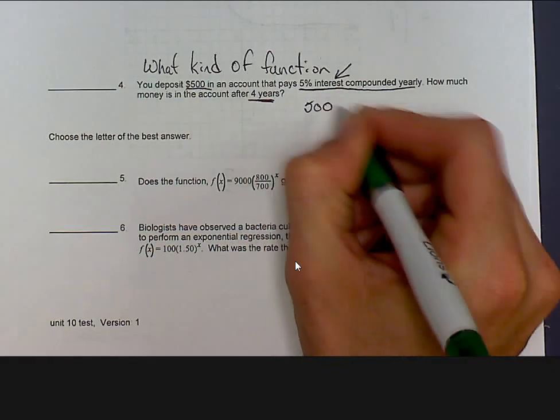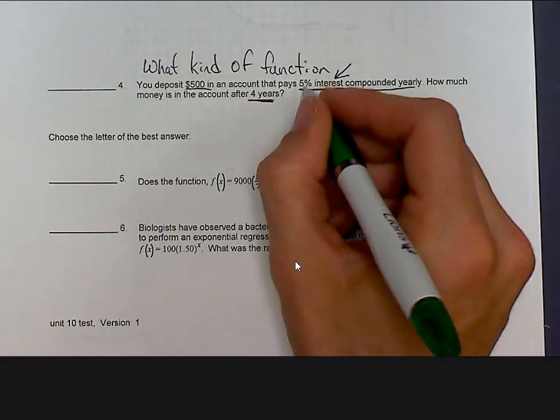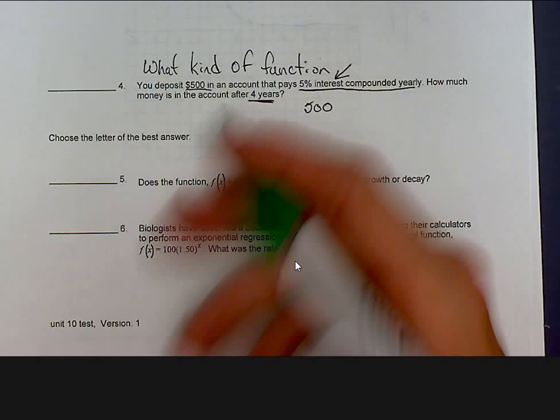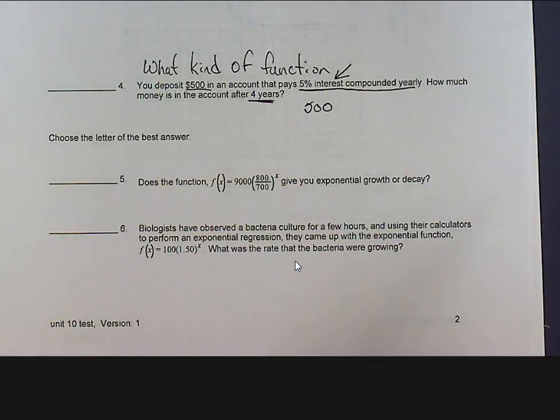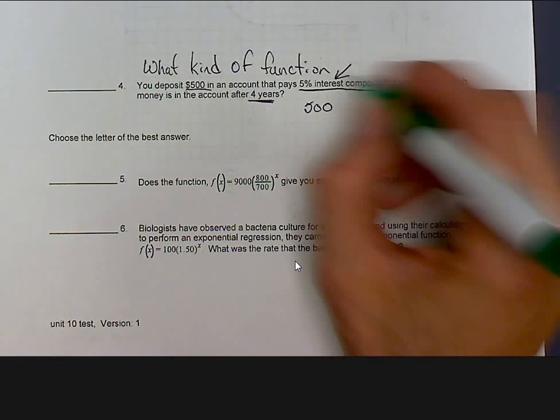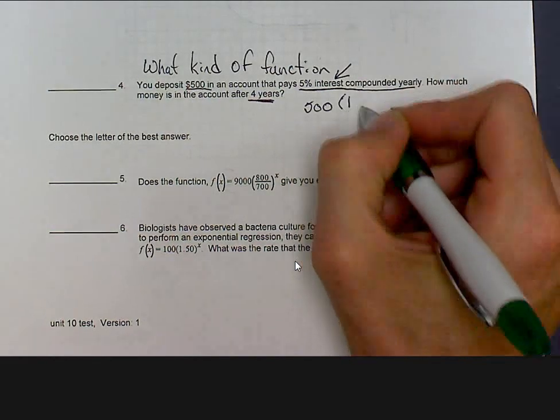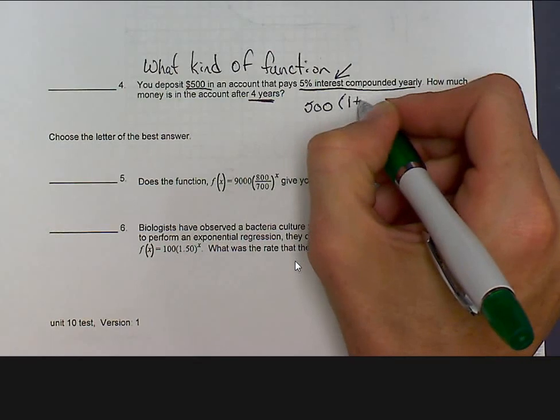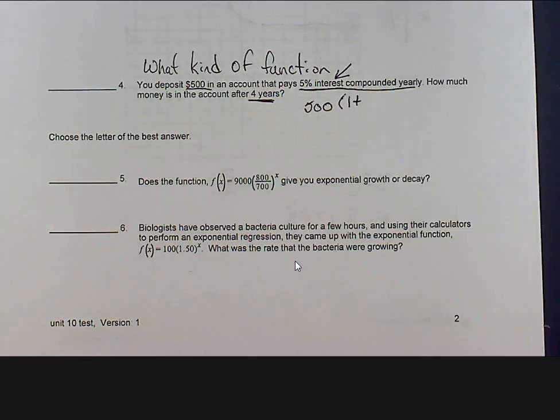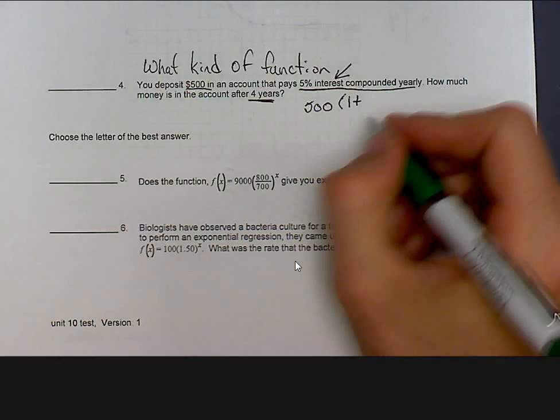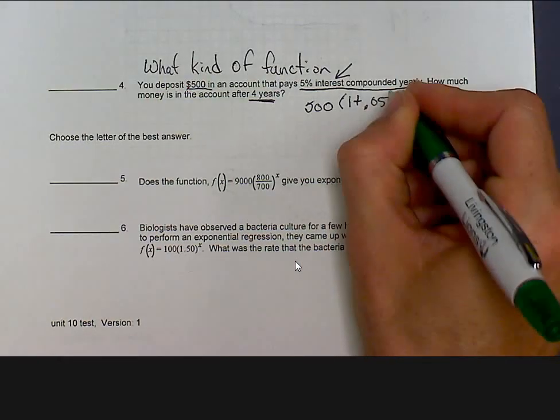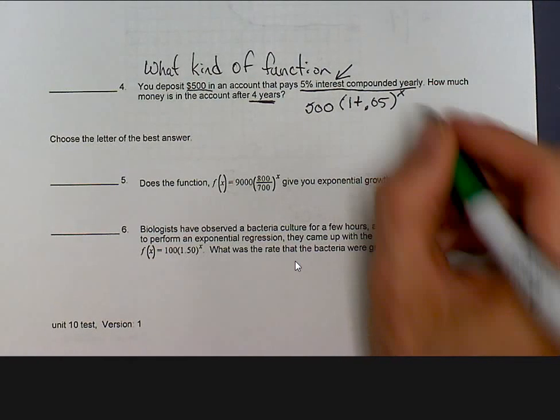How much do I start with? 500. Is it going to be 500 plus 0.05 times x, which would be 0.05 times the number of years? Does that make sense? No, because then I'm only getting like 20 cents. So I'm going to do 500 times 1 plus, since you said I'm gaining money. What's 5% as a decimal? 0.05 to the x power, because x is the number of years.